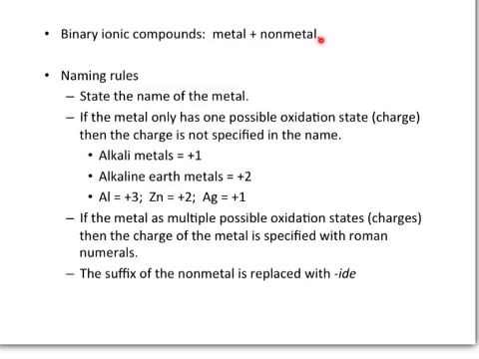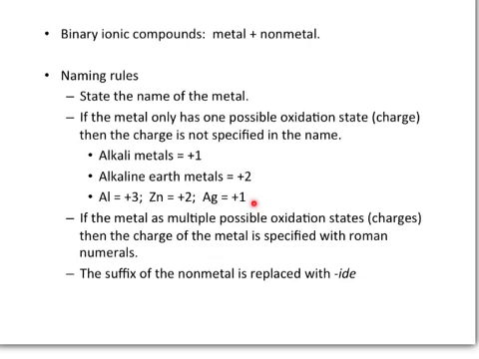We state the name of the metal first, and we just write down the name of the metal. If it's a metal that only has one possible oxidation state, which just means charge, then we don't have to specify what the charge is. The metals of which we know the oxidation state: the alkali metals are always +1, the alkaline earth metals are always +2, and then the other three metals on the periodic table where we know what the oxidation state is always going to be: aluminum is +3, zinc is +2, and silver is +1.